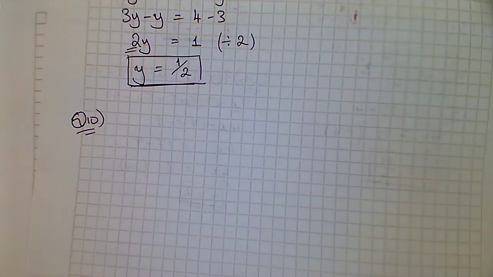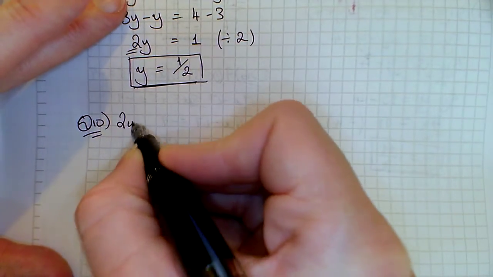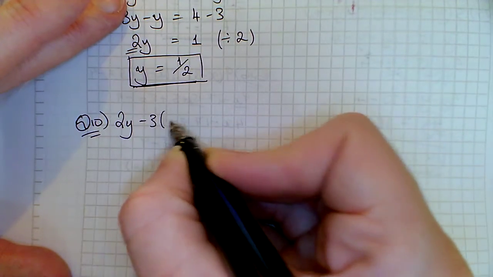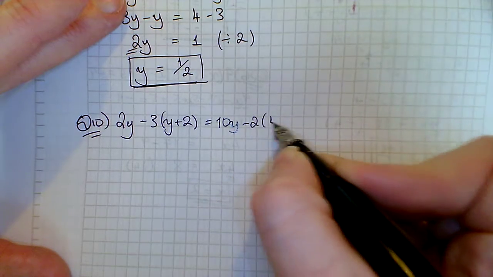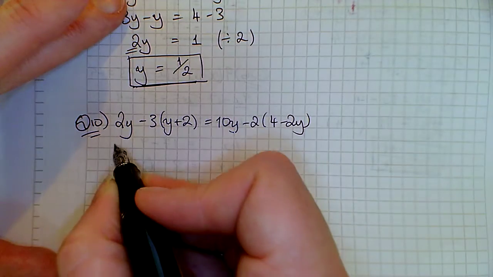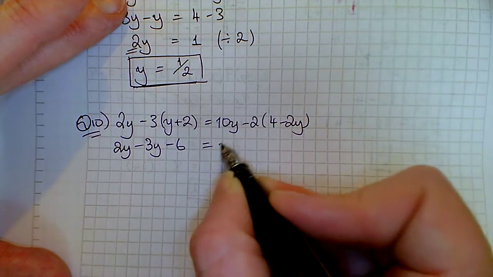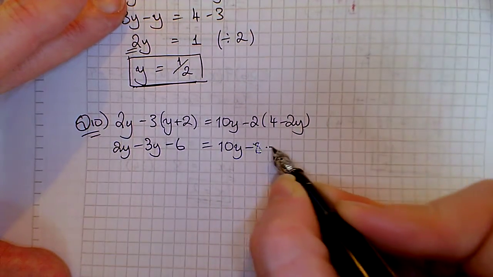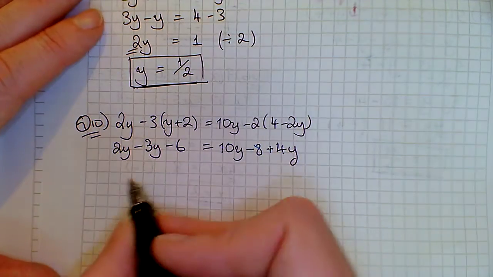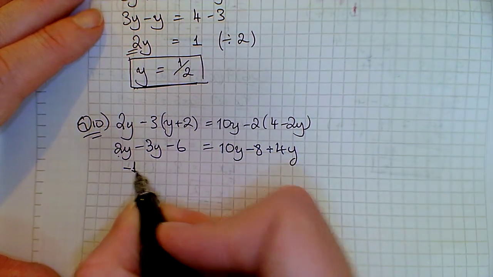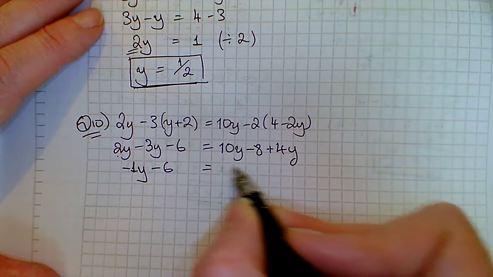Now let's look at the last question on that page with a lot of work. So well done yesterday for doing all that work. 2y minus 3 bracket y plus 2 equals 10y minus 2 bracket 4 minus 2y. Multiply out my brackets, remembering that the sign multiplies both parts and that a minus by a minus gives you plus. Simplify. 2 take 3 is minus 1. You can write in the 1 or not write in the 1. 10 plus 4 is 14.